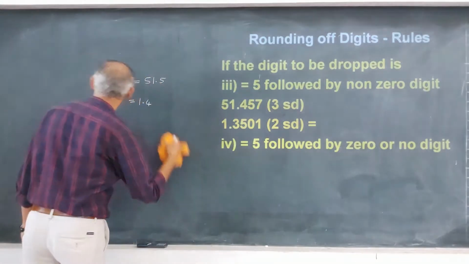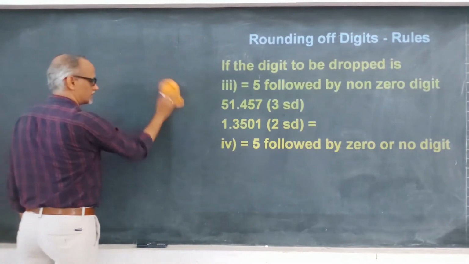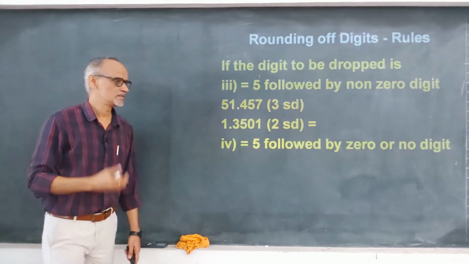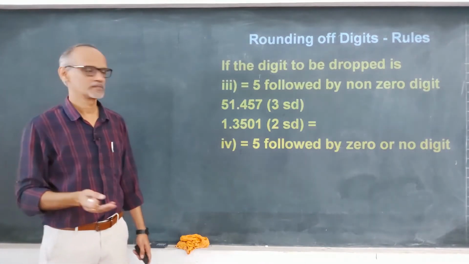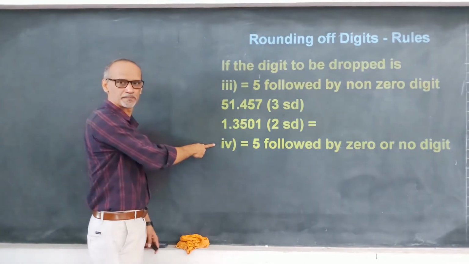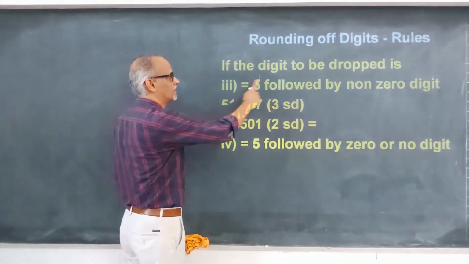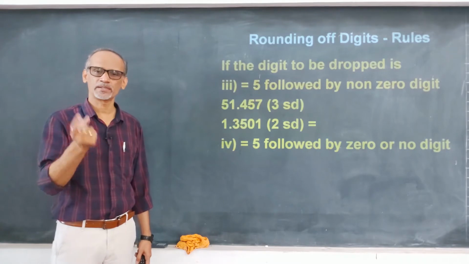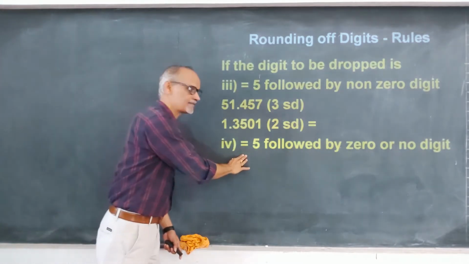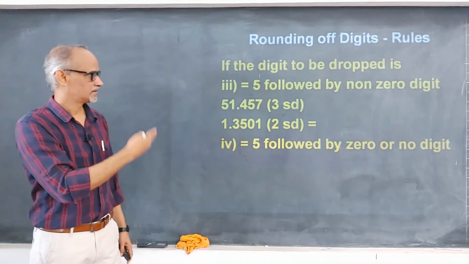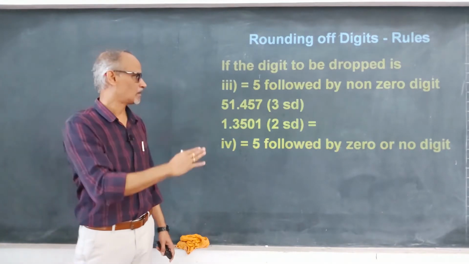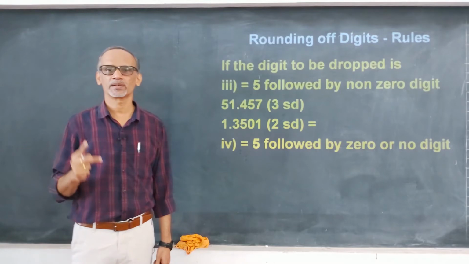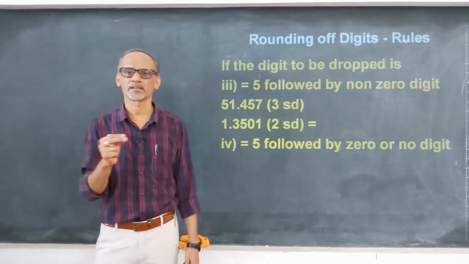So, one more possibility. What is that one more case? The case is equal to 5 followed by 0 or no digit. See, there is a difference between this and this. Here it is equal to 5 followed by a non-zero digit. But here it is equal to 5 followed by 0, only zeros, or no digit. In that case, again there are 2 possibilities. What are the 2 possibilities? In this case, you need to check.